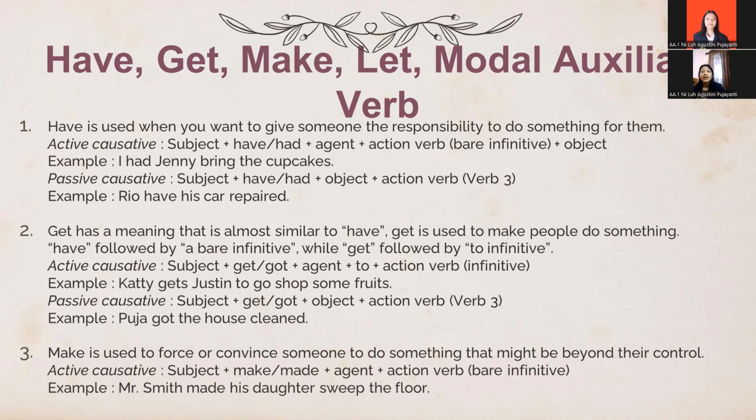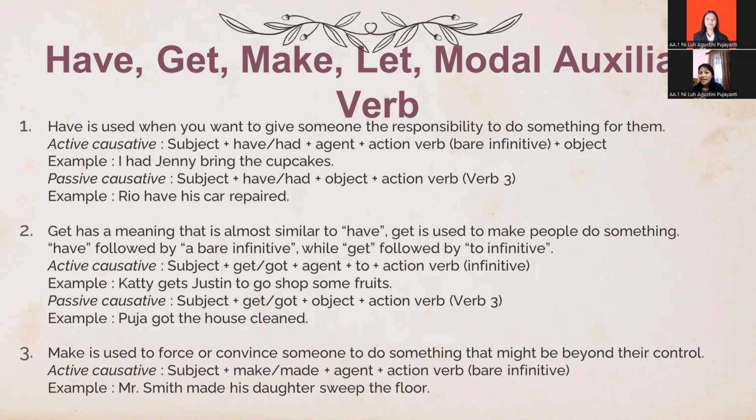And then get. This causative verb has a meaning that is almost similar to have, because get is used to make people do something. However, there is a difference in sentence structure between get and have. Usually, sentences with the causative verb have are followed by a bare infinitive, while get is followed by a to infinitive verb. So in active causative, the formula is subject, get or got, plus agent, plus to, plus action verb, to infinitive. So the example is Kathy gets Justin to go shop for some fruits.